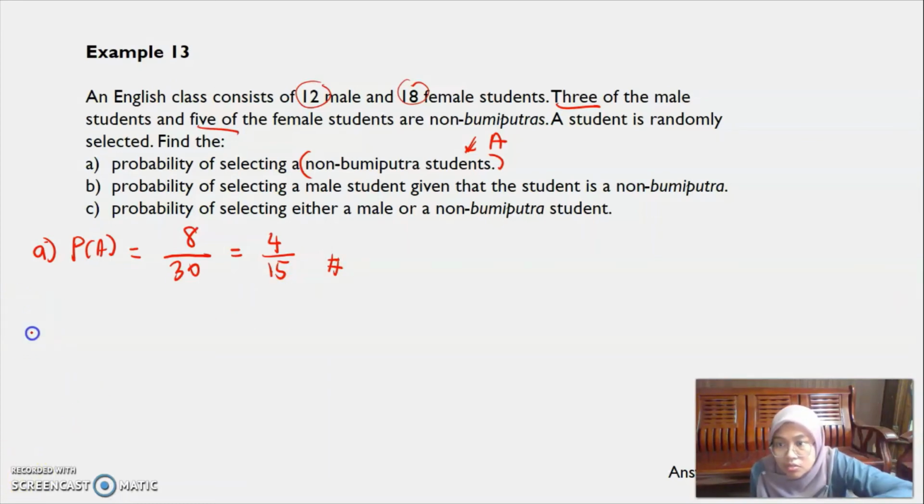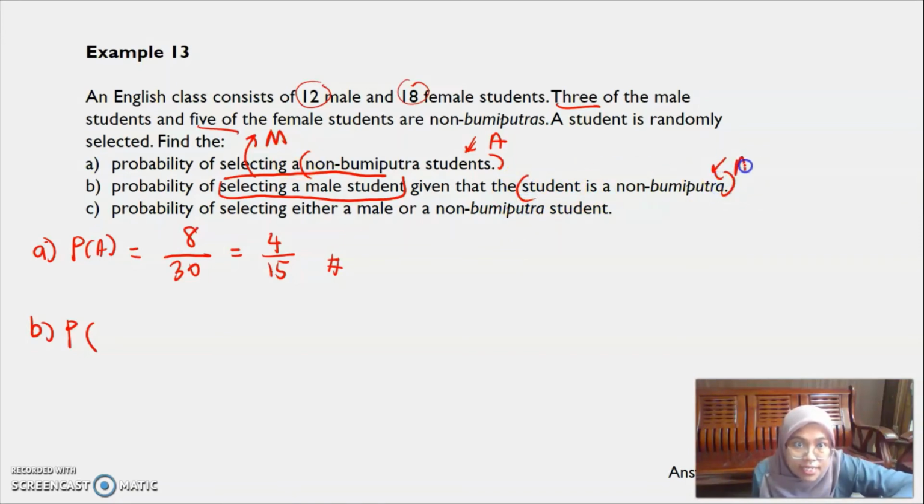Next, question B. Find the probability of selecting a male student given that the student is a non-Bumi. The event of selecting a male student, I name this as event M. The event that the student is a non-Bumi is just event A, same as in question A. So now this is a conditional probability. We need to find the probability of M given that event A has already occurred.